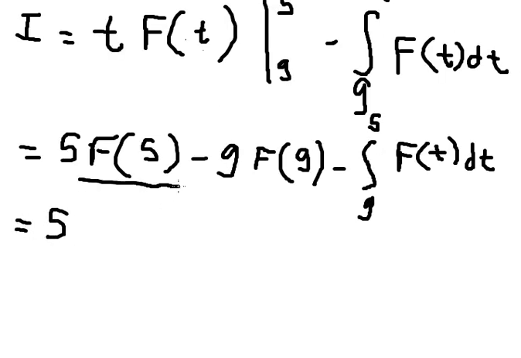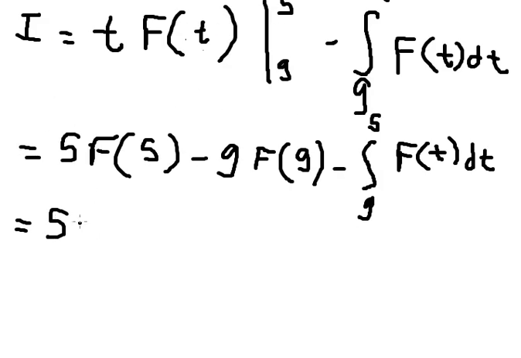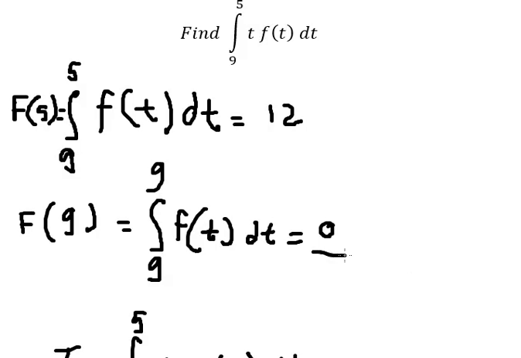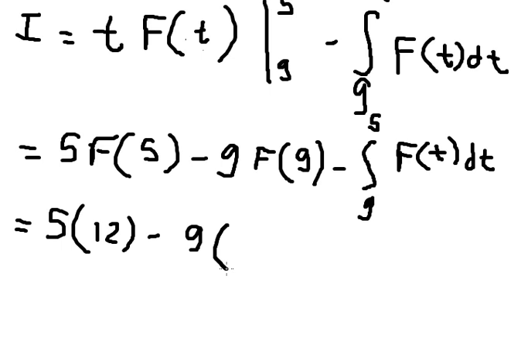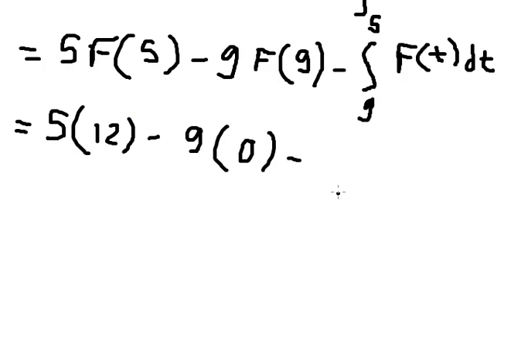We know that capital F of 5 is 12. This one is 0. This one is 26. So we calculate this one, and we have 34. This is the end. Thank you for watching.